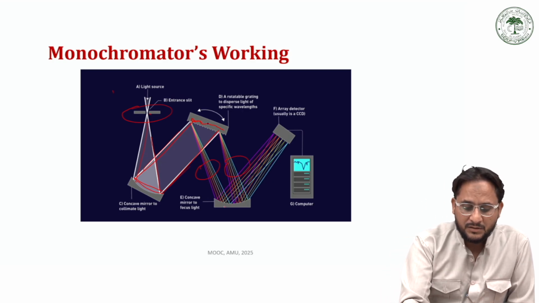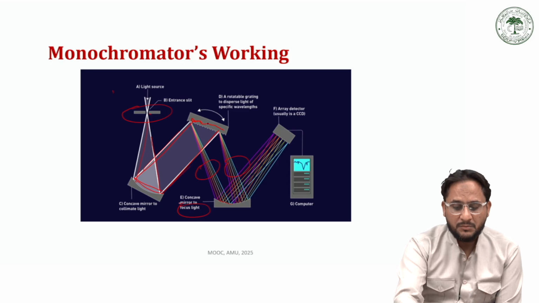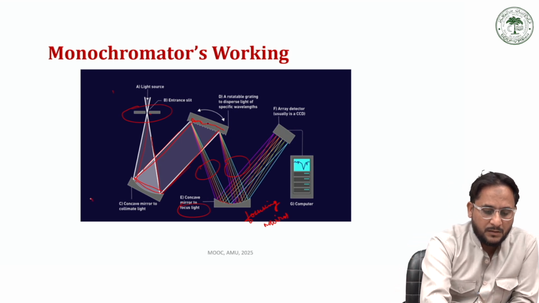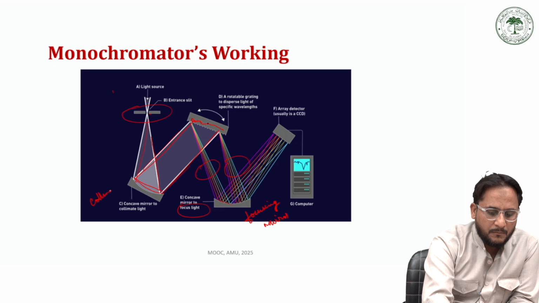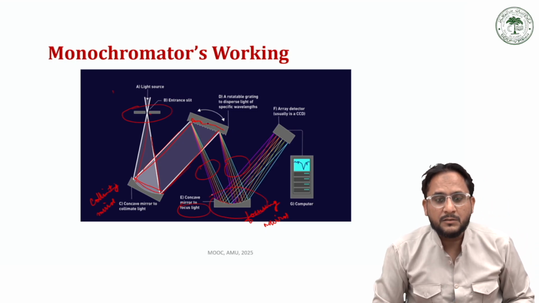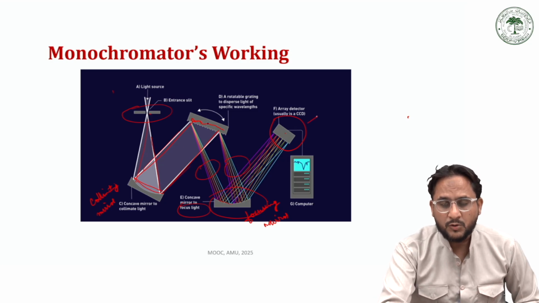These light radiations again fall on a concave mirror. This time the purpose is to focus the light radiation, so it acts as a focusing mirror. This one is the focusing mirror, while this one is a collimating mirror. After falling on the focusing mirror, in this graph only the functioning of a single monochromator is shown, and therefore a photomultiplier tube is placed.